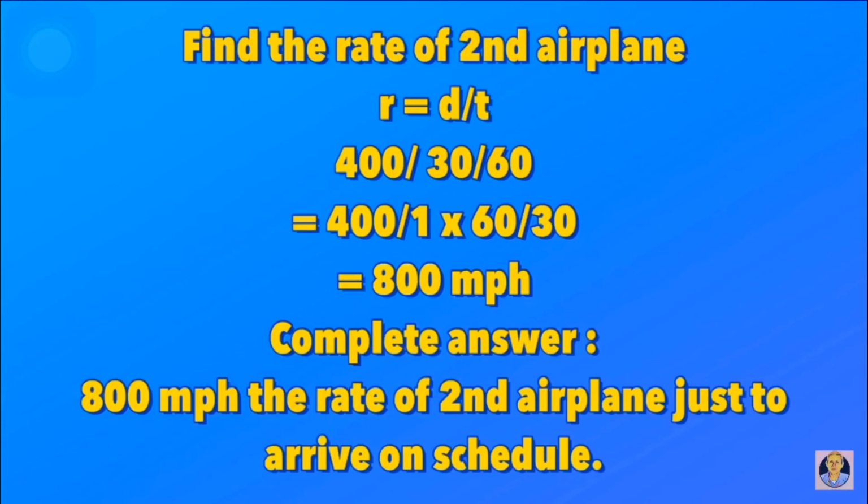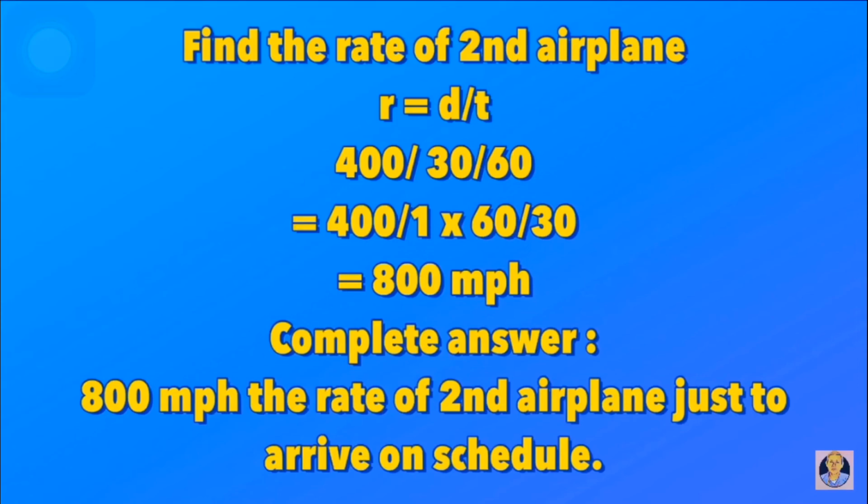Our next step is to find the rate of the second airplane, which is required in the given problem. So the rate is equal to D over T, that's our formula. So the distance covered is 400 over 30 over 60. Why 30 over 60? Because the time covered is 30 minutes. We have to divide this by 60 minutes because our rate is expressed in hours.